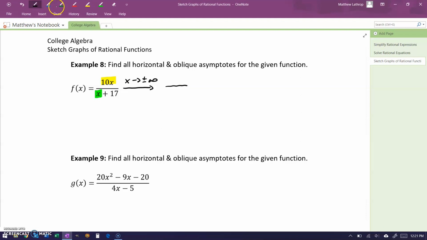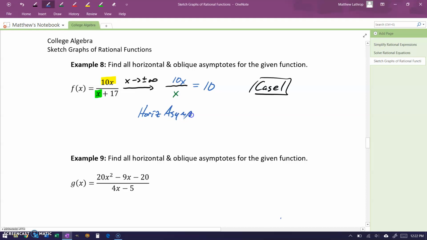So as x approaches negative and positive infinity, our function is going to be approaching 10x over x. From there, we look at simply reducing the expression that we have. x over x is going to cancel, leaving us with 10. So as x approaches positive or negative infinity, our function value is approaching 10. This is something similar to case 1 and tells us that we have a horizontal asymptote defined by y equals 10.